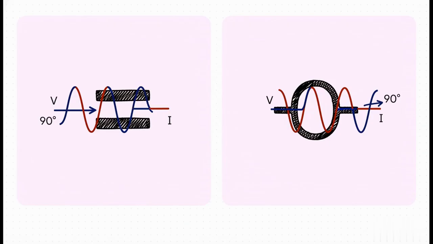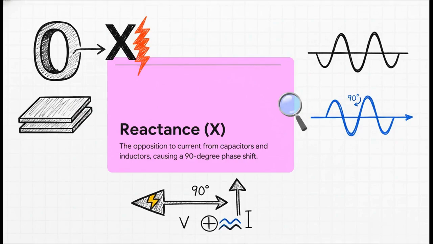With an inductor, it's the exact opposite. The current always falls behind the voltage. It lags by 90 degrees. They're deliberately messing with the time. So what is this property that lets them do that? It's called reactance. Now, like regular resistance, it does oppose the flow of current, but it does something more. It's the reason we get that perfect 90-degree phase shift. It's the special move that capacitors and inductors bring to the dance floor.